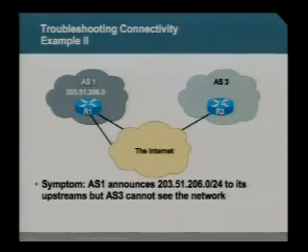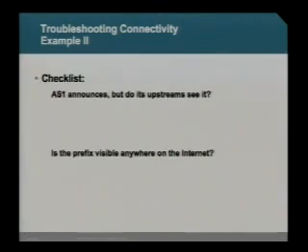Okay. Right, what about this second example? Symptom here is AS1 announces 203.51.206/24 to its upstreams, but AS3 cannot see the network. Now notice here the upstreams are the internet. So AS3 could be the other side of the world, the other side of the network somewhere, and you have the wonderful internet sitting in between. Well, you can't work the relationship thing here. You can't talk to your upstream who'll talk to their upstream, their peer, their customer, their customer, their customer, all the way through the network. The message will get a bit garbled and a bit lost by the time it works its way through. So you need to try and do something else.